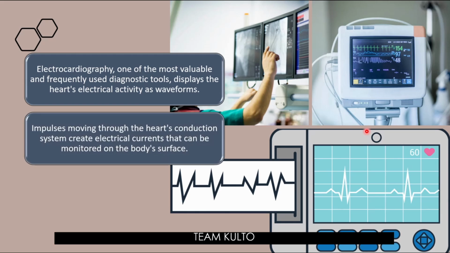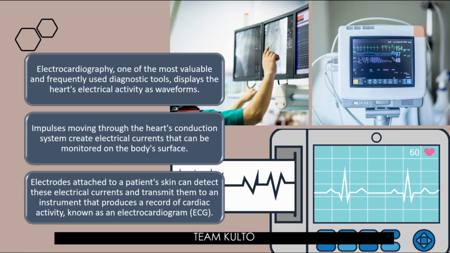Now, impulses moving through the heart's conduction system create electrical currents that can be monitored on the body's surface. Electrodes attached to a patient's skin can detect these electrical currents and transmit them to an instrument that produces a record of cardiac activity known as an electrocardiogram, ECG.